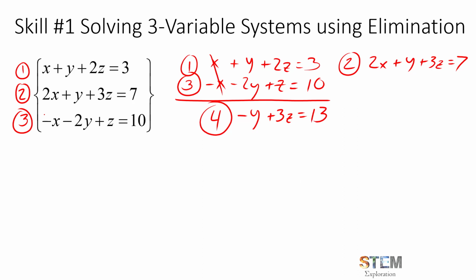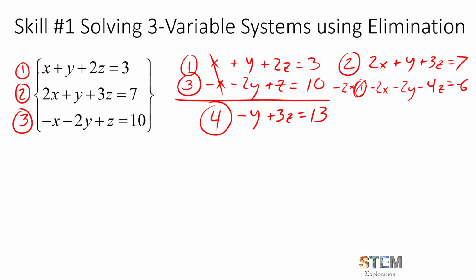But if I want to create another two variable equation, what I can do is eliminate x again, but use equation 1 or 3. I think I'm going to take equation 1 and multiply it by negative 2. You could choose to use equation 3 here as well, but I'm just going to do 1, because if I take 1 and multiply it by negative 2, I'll get negative 2x minus 2y minus 4z equal to negative 6.